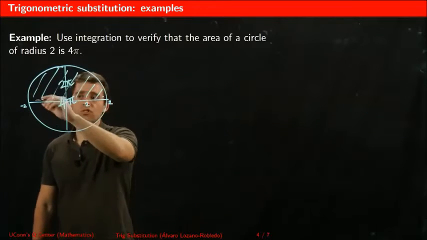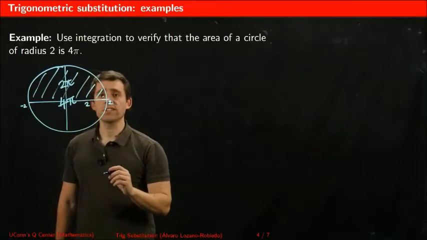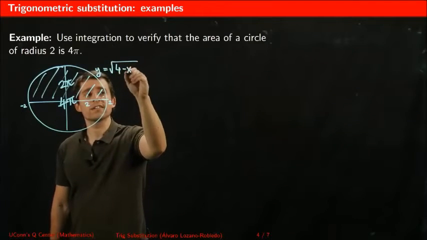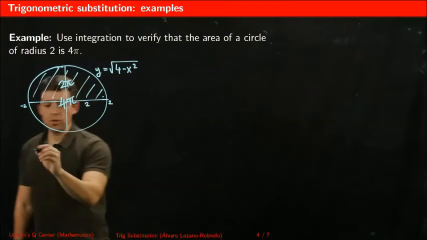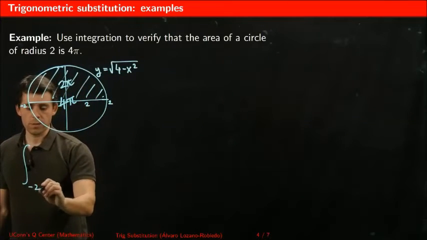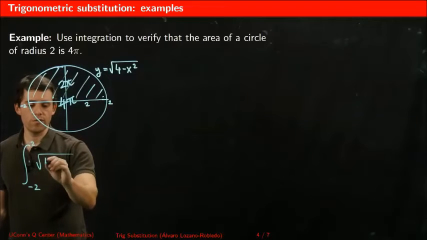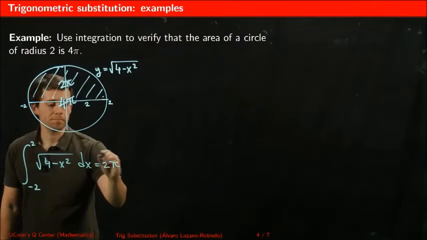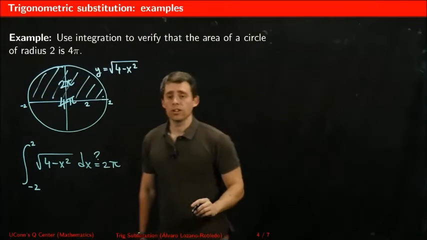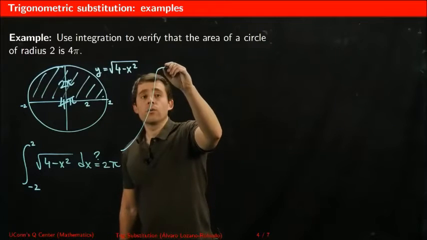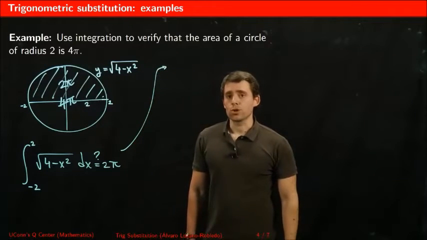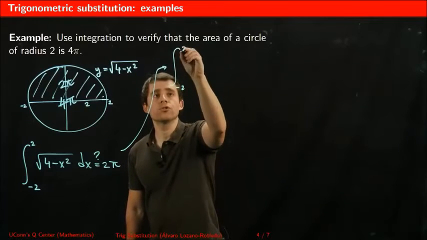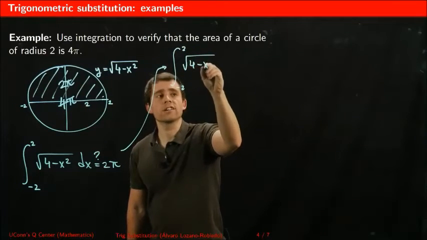And for that, I'm going to set up this piece of the circumference as a graph of the square root of 4 minus x squared. And what I need to do then is to prove that the integral from minus 2 to 2 of the square root of 4 minus x squared dx is 2 pi. All right, so let's do just that. And we're going to use the method of trigonometric substitution. So I want to integrate from minus 2 to 2 the square root of 4 minus x squared dx.